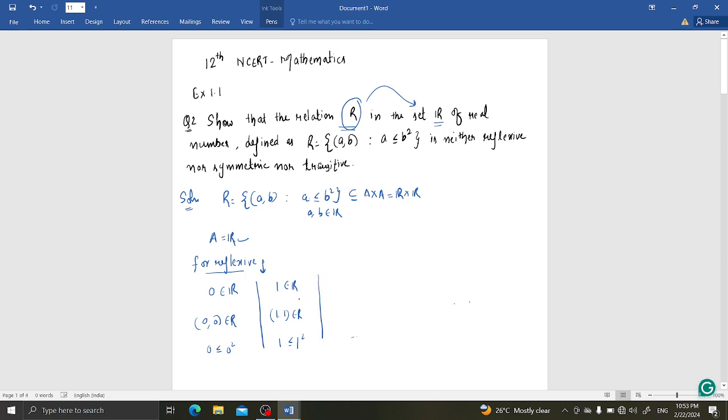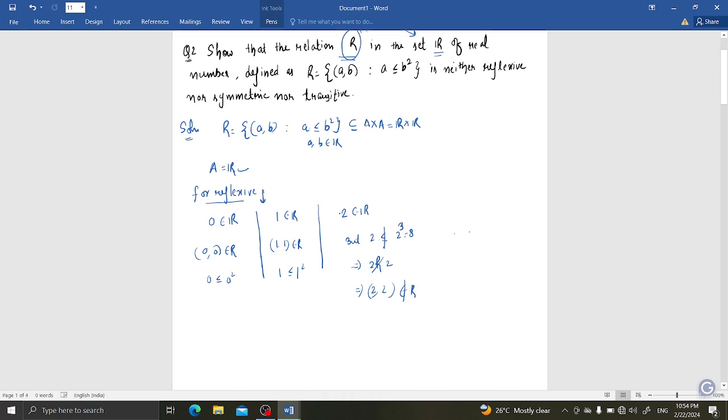But as they both satisfy the reflexive property, we can't say that it is satisfied by all the elements. Here we observe that 2 also belongs to the real numbers, but 2 is not less than or equal to 2 cube. What is 2 cube? 2 cube is 8. So it implies that 2 is not related to 2. It implies that (2, 2) does not belong to relation R.